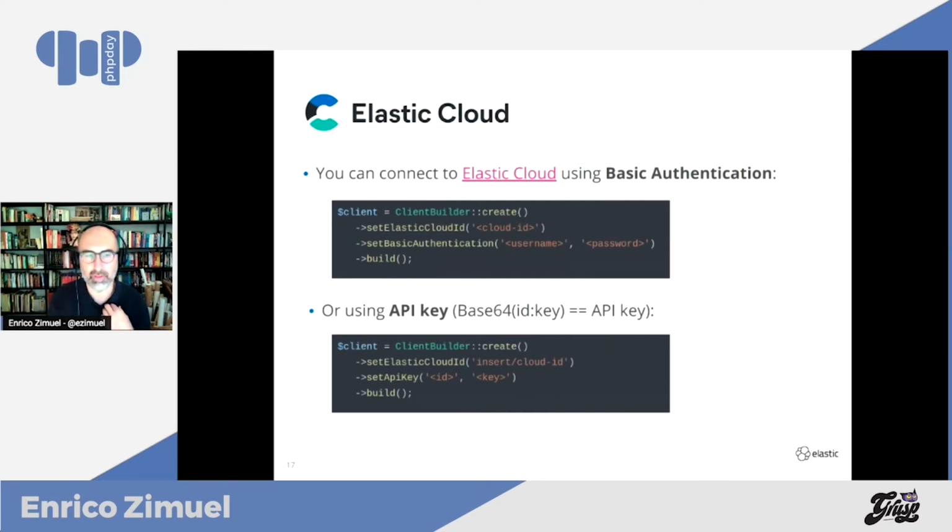This API key you can generate from the backend, the admin interface of Elastic Cloud. So you can have different API keys also for different applications. That's why I said it is more secure.